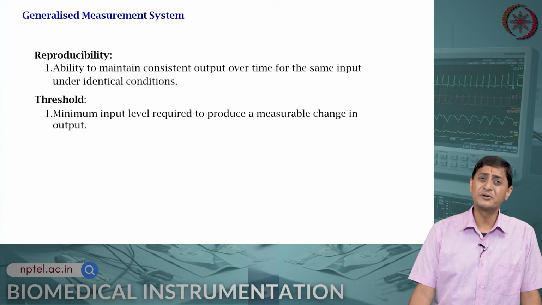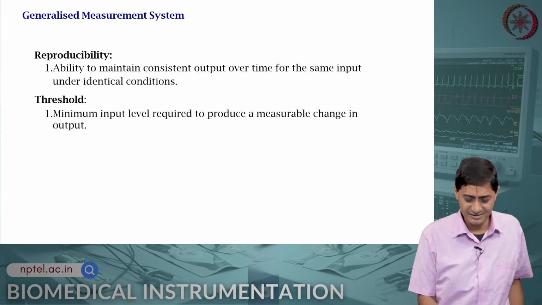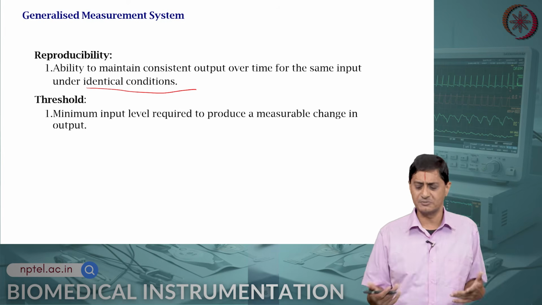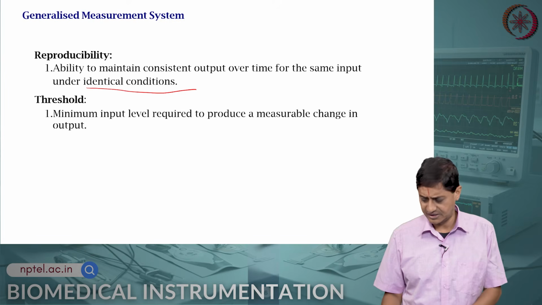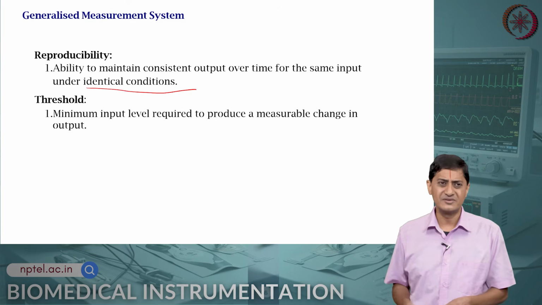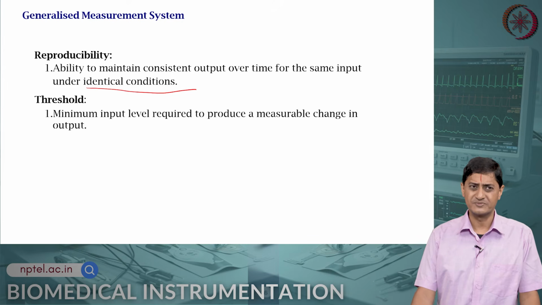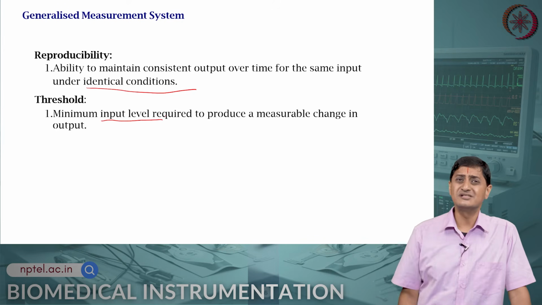Reproducibility or repeatability is the ability to produce the same output for the same input under identical conditions, but it is not clear what an identical condition is. What do you mean by this? There is no such thing as two identical conditions. From an experimental perspective, it is not clear what one means by identical conditions. Threshold is the minimum level of input that is required to produce a measurable change in the output. This is the smallest change in the input that causes the first measurable change in the output.